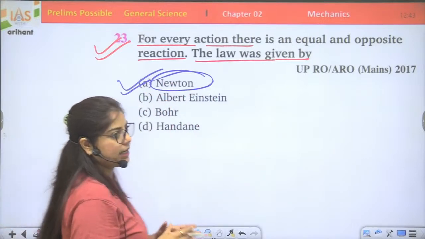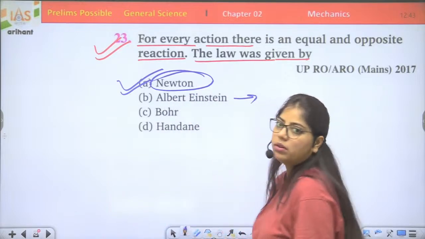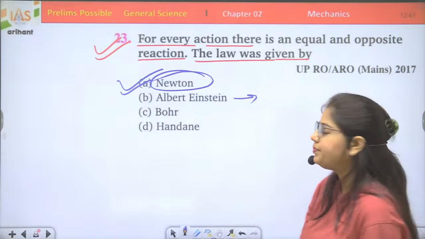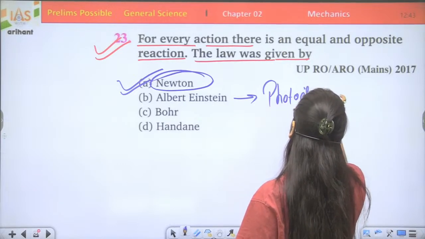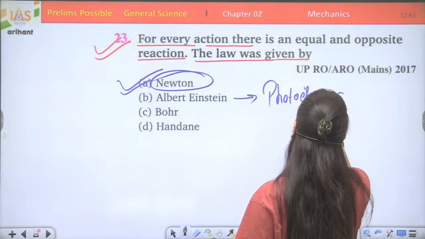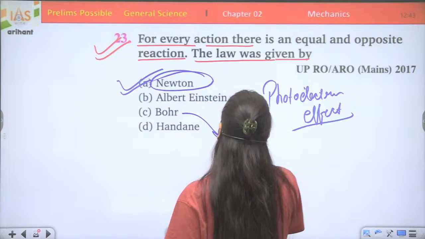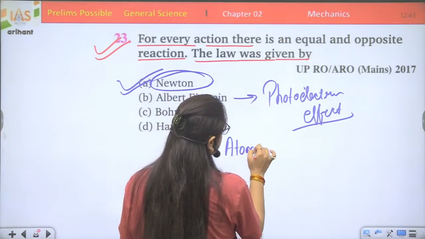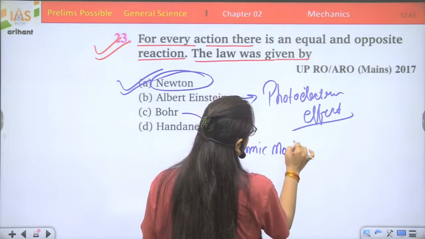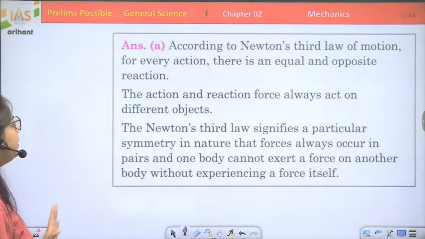Albert Einstein, what did he give? He gave the photoelectric effect. Bohr gave the atomic model. Right? Option number A will be the right answer.